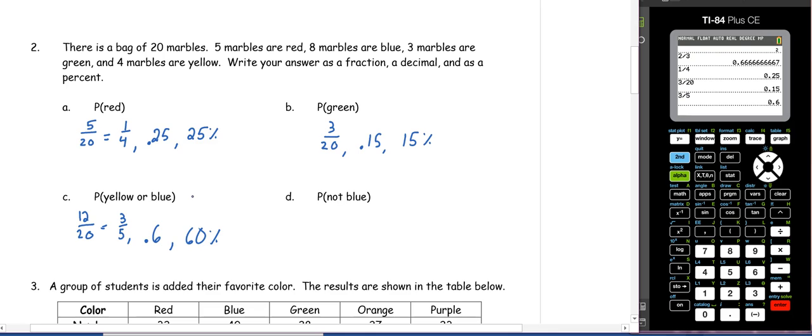And then the last one is that there's not a blue marble. So if we know that there's 20 marbles and 8 of them are blue, that means there's 12 other marbles that we can pick to be successful. So to get our ratio, it's going to be 12 over 20, which again reduces to 3/5, which just like the last problem, the decimal then was 0.6 and our percent was 60%.